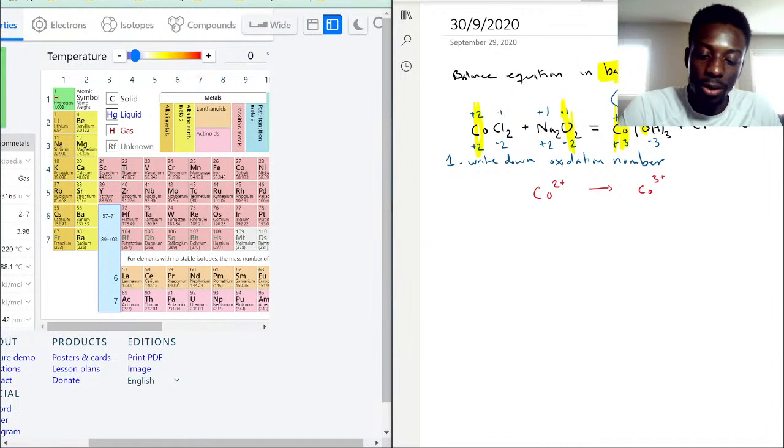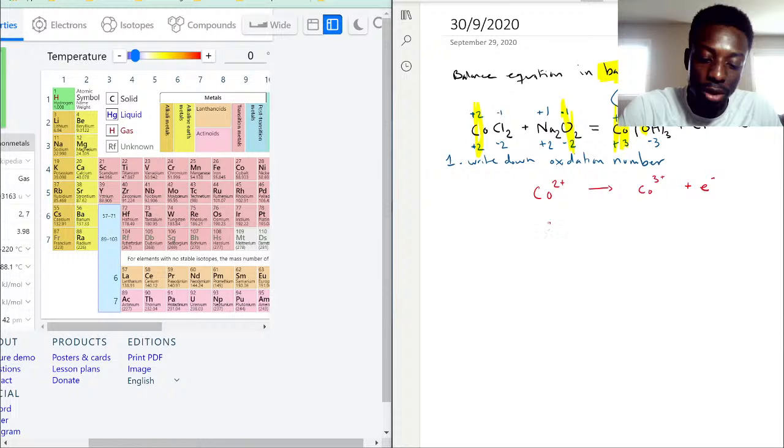Now how is this possible? The only way this can happen is if cobalt loses an electron. When you lose an electron, you become more positive, meaning that on the product side there's going to be an extra electron just, you know, relaxing, chilling, not doing much. So now we have to write down the oxygen one.